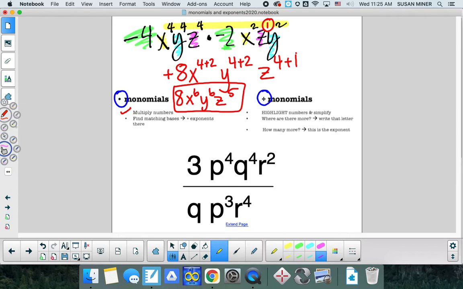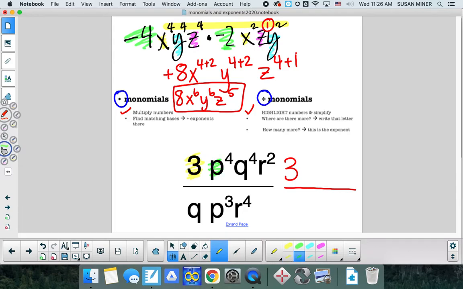All right, next one, we're going to divide here, right? Okay, the first thing I want to do is highlight any numbers and simplify my fraction. Well, I only have one number here, right? So that doesn't change. It's going to stay the same. Then I'm going to look, where are there more variables? Top or bottom? So I'm kind of matching up my variables.